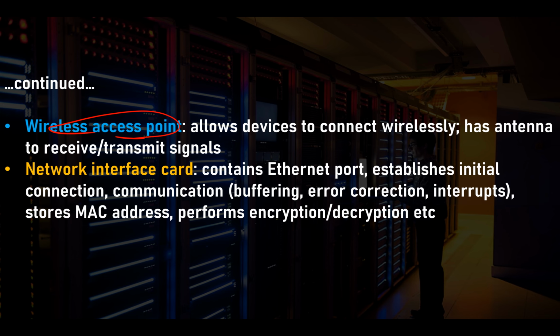Then the network interface card, it's going to contain an Ethernet port. This does a lot. It's going to establish the initial connection. It's going to handle communication, for example, buffering, error correction, interrupts. So interrupts, for example, if the buffer is full, or if there's a hardware error, and other things, maybe based on the initial handshake.